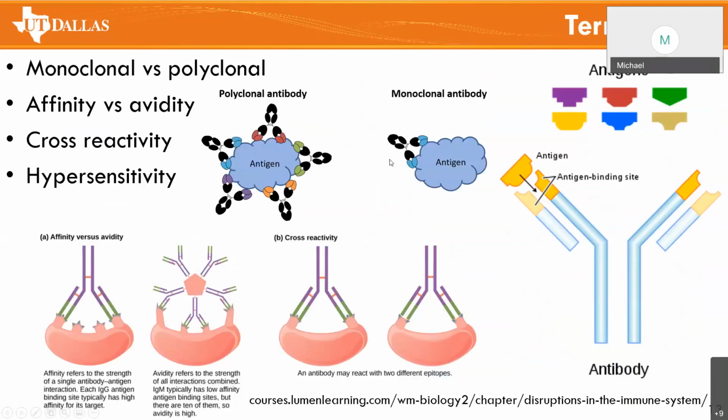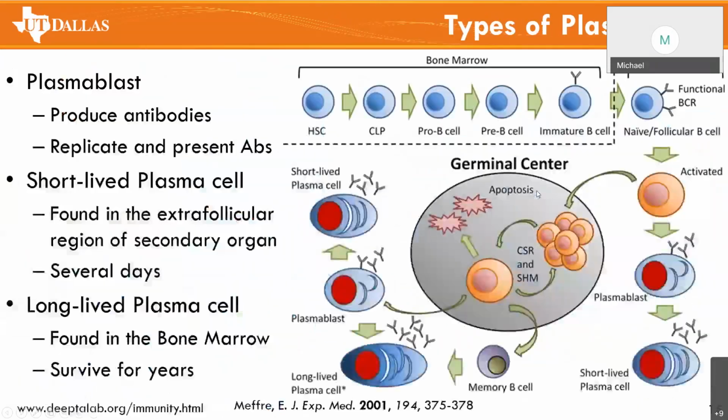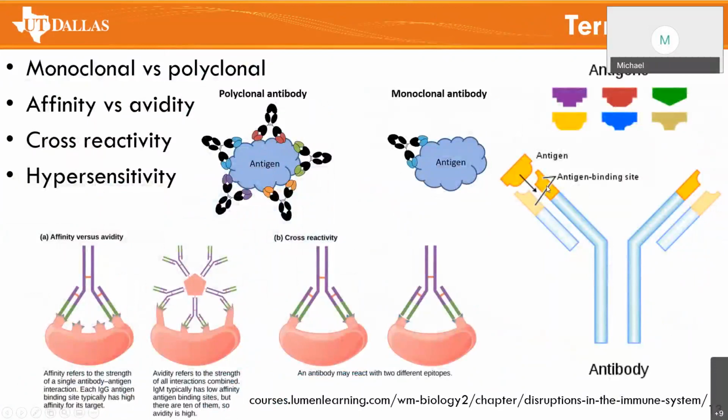So I'm going to give you some more terminology for antibodies. Antibodies are considered a lock and key mechanism. So like I said, every antibody can bind to a specific antigen that is able to fit into its antigen binding site.